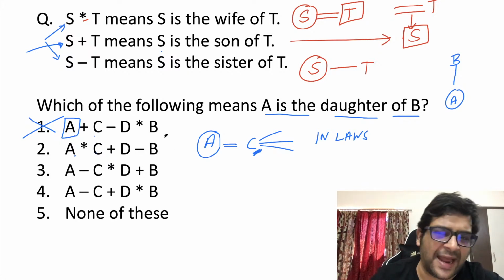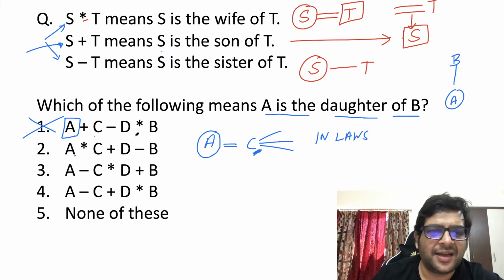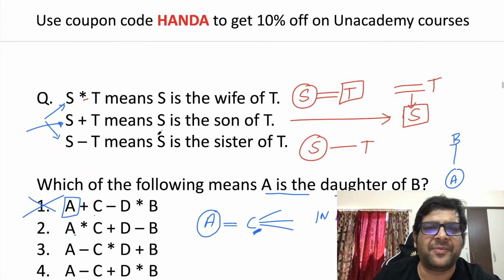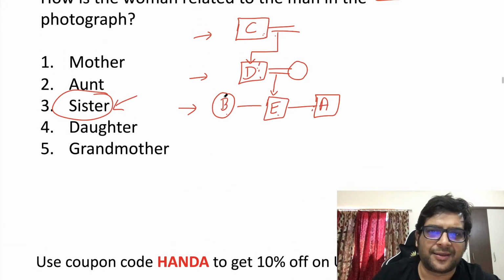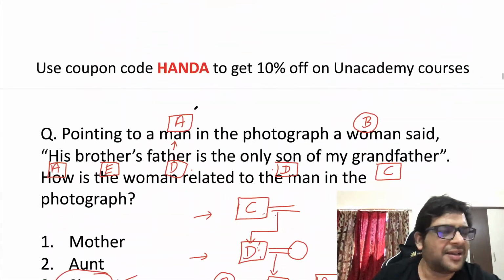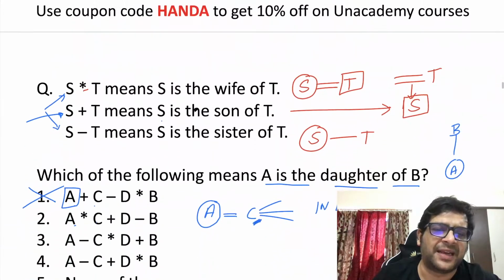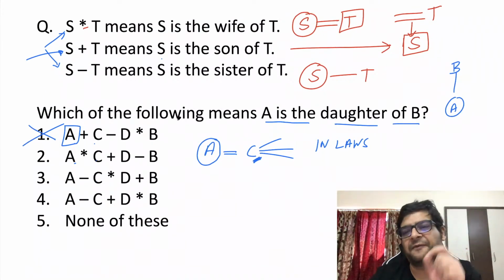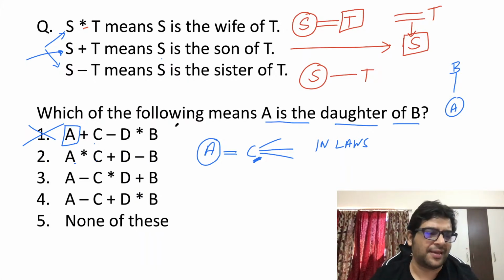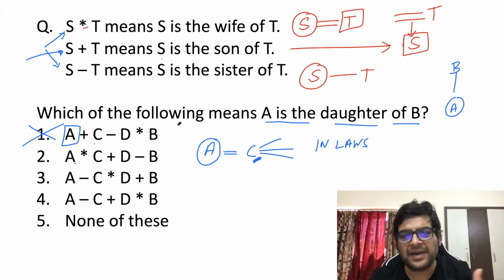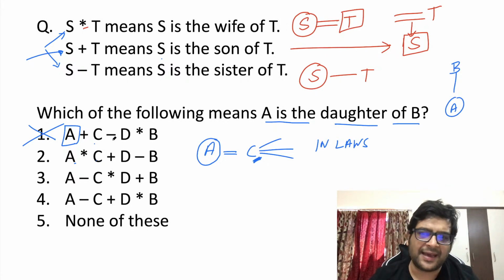The point that I'm trying to make via this question is, it is not that you need to draw the complete family tree like we did in this question or like we did in this question. There is no need to complete the family tree. You just need to check which one fits. And for that, it is important that you eliminate the options as quickly as possible. The first one I eliminated very quickly because A is a male, and I want A to be the daughter of B.